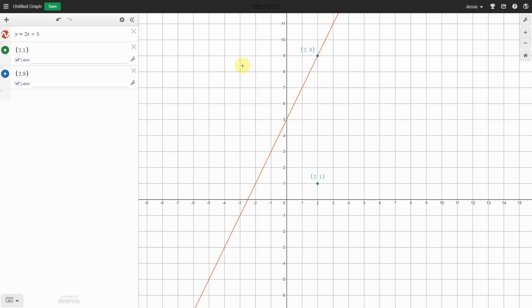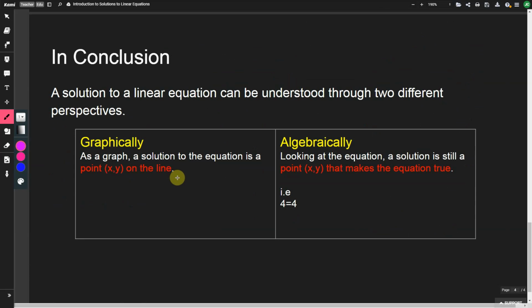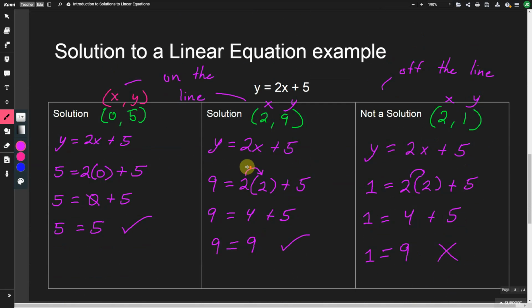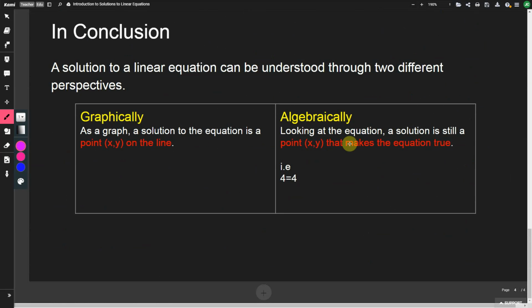So, one more time, in conclusion, here's a fancy way. A solution to a linear equation can be understood through 2 different perspectives, but they're exactly the same. As a graph, a solution to an equation is a point on the line. If you look at it algebraically, a solution is a point that makes the equation true. For example, if you get 4 equals 4, something like that. Okay? That's pretty much it.